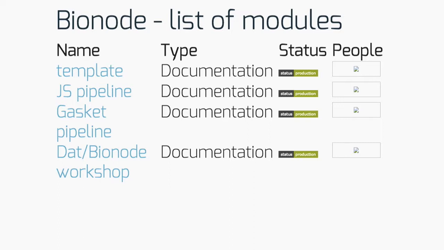But there are also some modules that are more documentation oriented, so you have Bynode template that you can use to quick start or bootstrap a Bynode module. There's also a JavaScript pipeline example on the Bynode repository. There's also a Gasket pipeline, and I'll talk a little bit more about Gasket later. And there's the Bynode workshop that I showed before that you can try to learn about that. In the workshop that we did at Mozilla Festival, the last step is a Bynode pipeline, so if you reach the last step, you'll see how you can use that on Bynode.